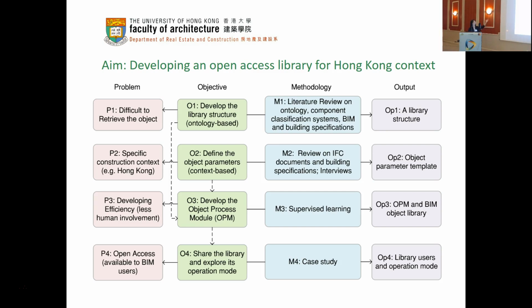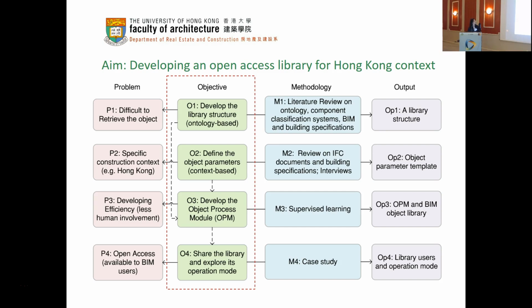So here is what we're going to do to achieve this aim. We have four steps, which you can see in the second column. Objective 1 is to develop a library structure, which is an ontology-based one. This library structure could help to organize these objects in a clearer and more coherent way. This aims to solve the problem that it is still very difficult to retrieve the objects.